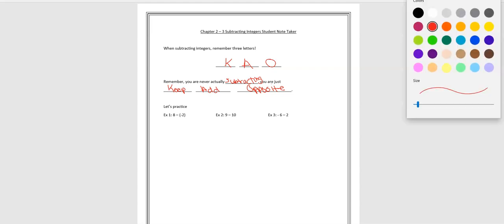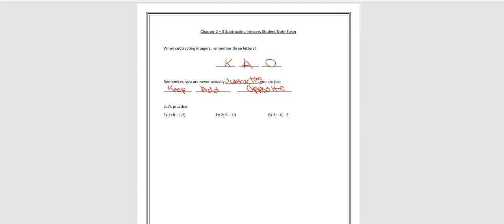Okay, we have three examples that perfectly show us what I'm talking about. So if I have 8 minus negative 2, I'm not going to subtract. I'm going to keep this first number, which is 8, okay? And then instead of subtracting, I am going to change my subtract to an add. And then I'm going to take the opposite of negative 2, which is positive 2. So really, you have 8 plus 2, and that is 10. Okay, let's do some more.